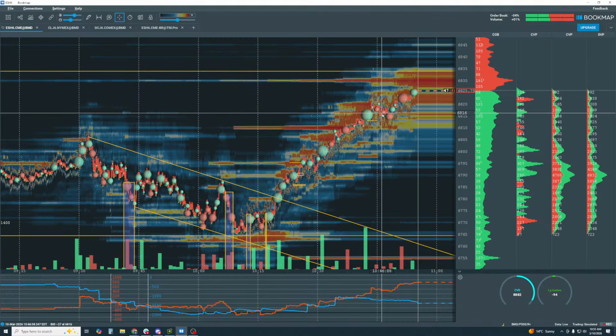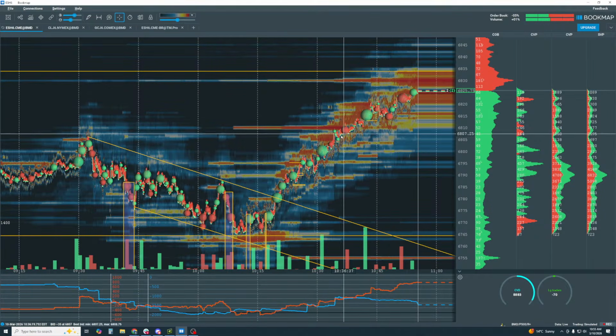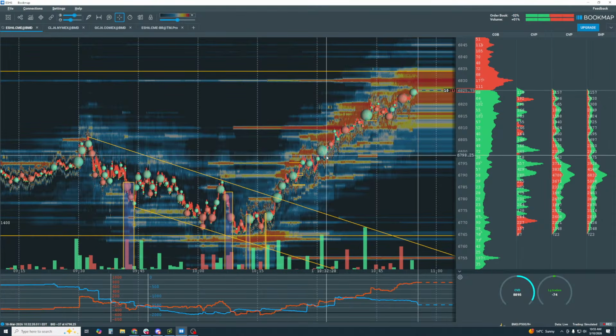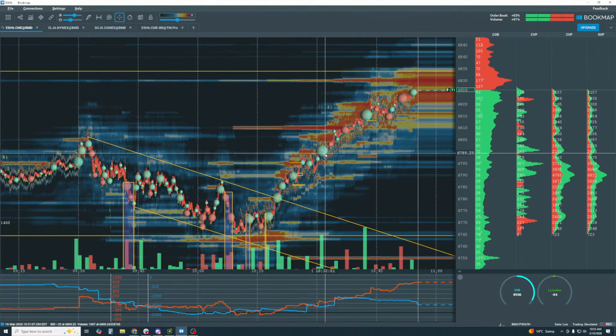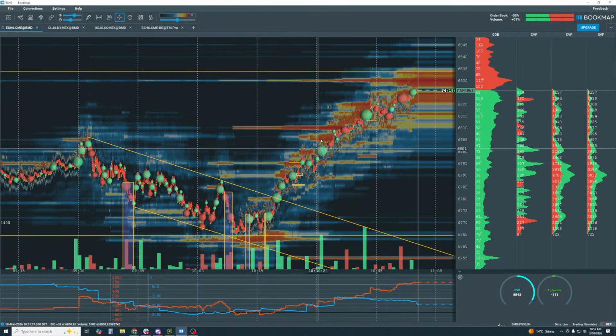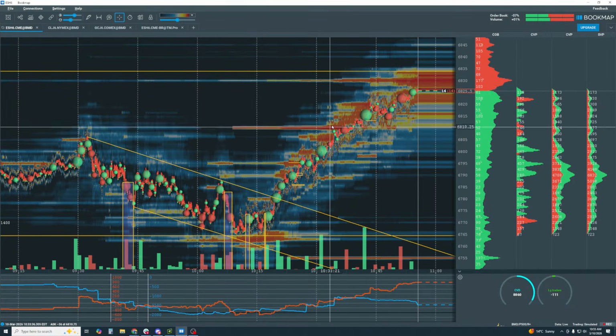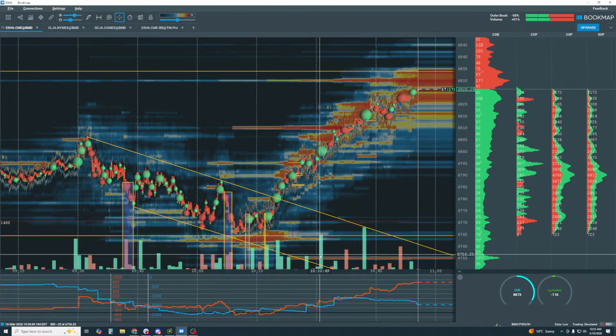What I like about it so much, and this has been really helpful for me, is to look at the volume dots in here within the context of the structure. So I know where the aggressors are transacting, and are they moving price? I know that in here if they are or are not. The bars don't tell me that.